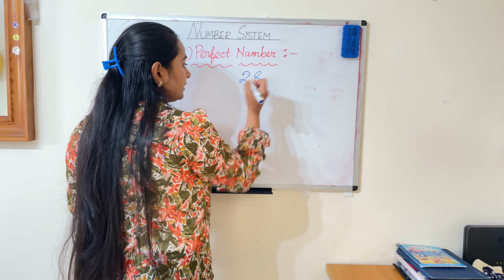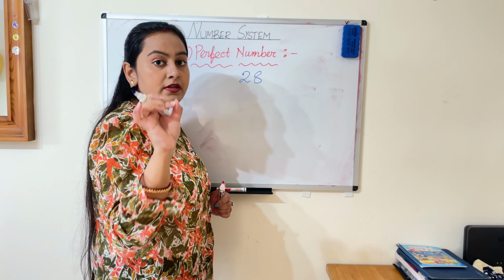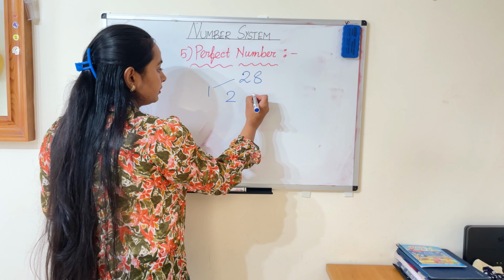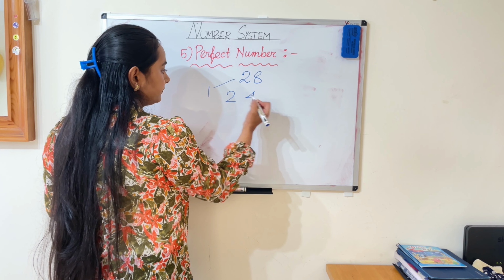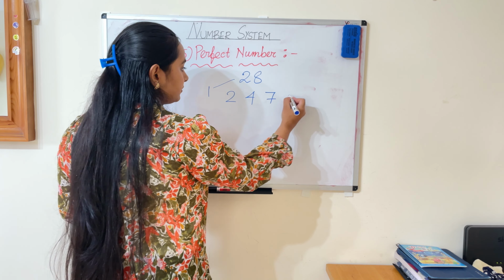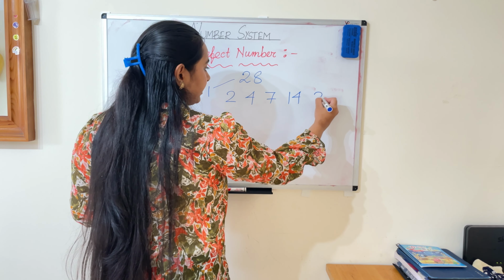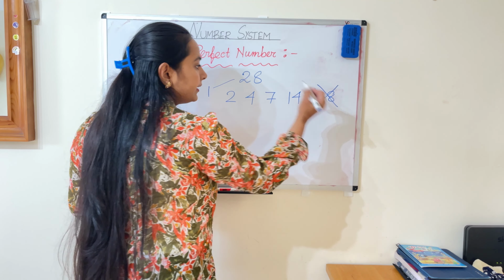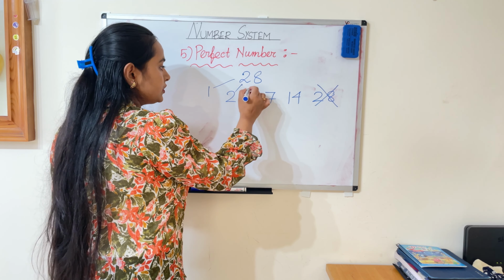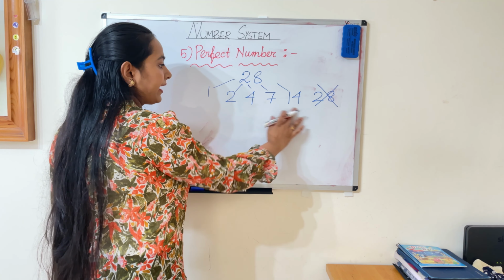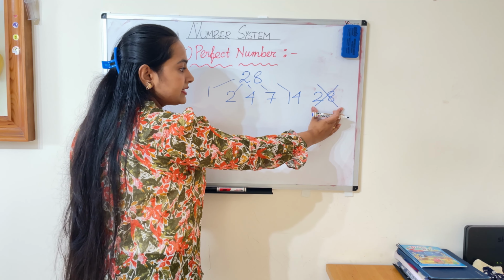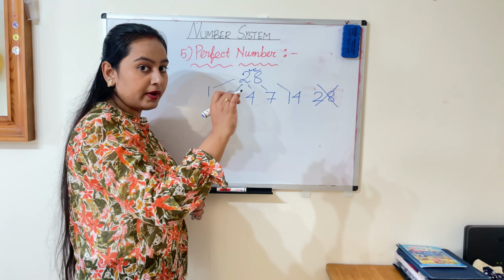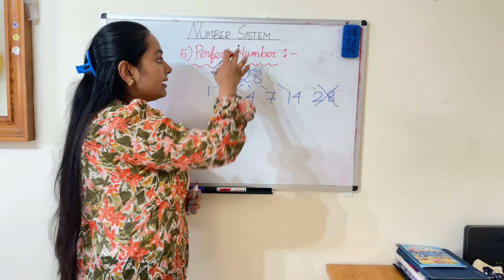28. Let's first find the factors of 28. 1, 2, 4, 7, 14 and 28, right? So we can't take the number itself. If we add all the factors here except the number itself, and if we get the same number, that is 28, then that number is also considered a perfect number.